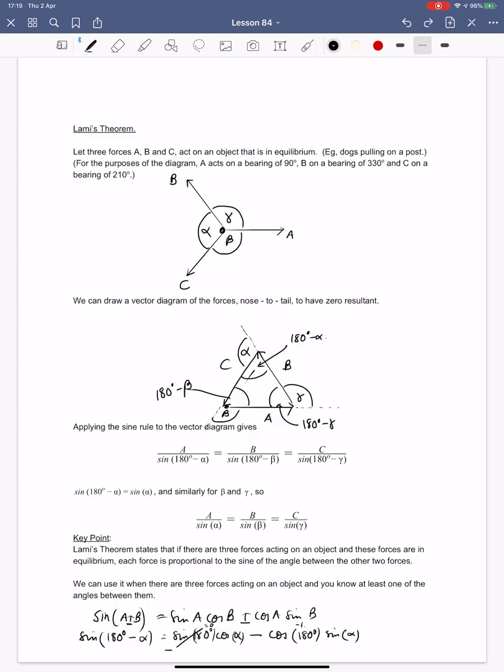Cos of 180 is minus 1. So minus minus 1, so it's going to be plus sine alpha. So it's using that rule that we've seen before. Sine of 180 minus alpha is the same as sine of alpha. 180 minus beta, sine of that is sine beta. Sine of that one is sine gamma. So the offshoot of all that is that we have a nice formula that we can use if we've got three forces that make a triangle, a triangle of forces acting on a point.